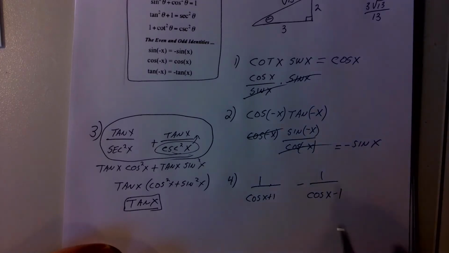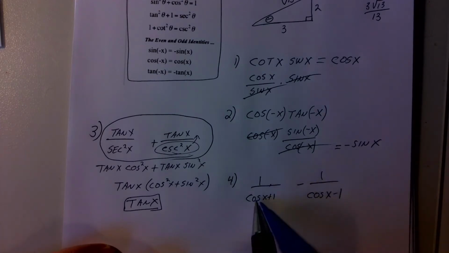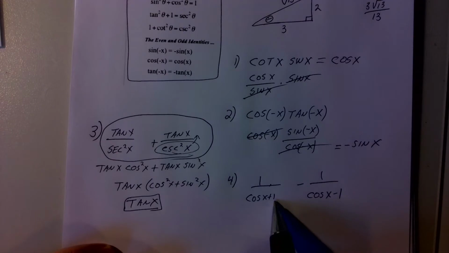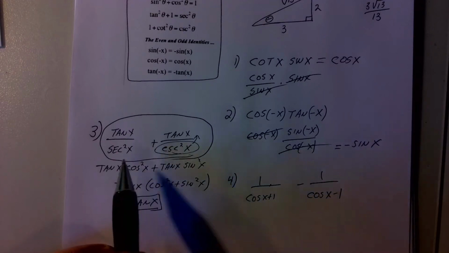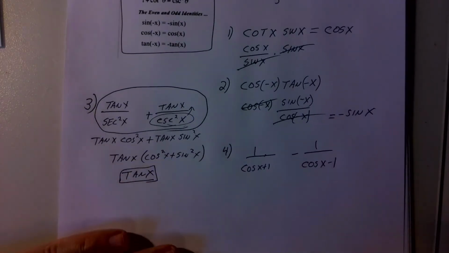Well, you can see that these don't have the same denominators, and I can't just move this cosine x up here and call it secant x. Can't do that because it's attached with 1, and those are two different terms. Like here, I could move this up. That was okay. Here, I can't necessarily do that.